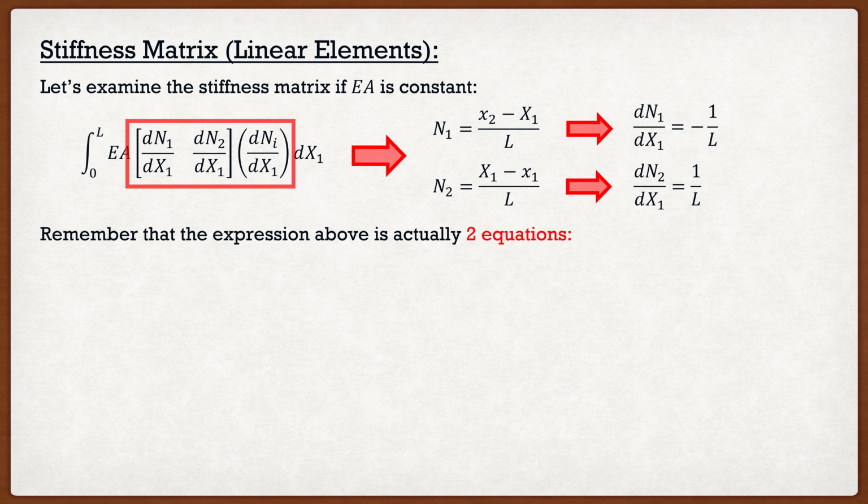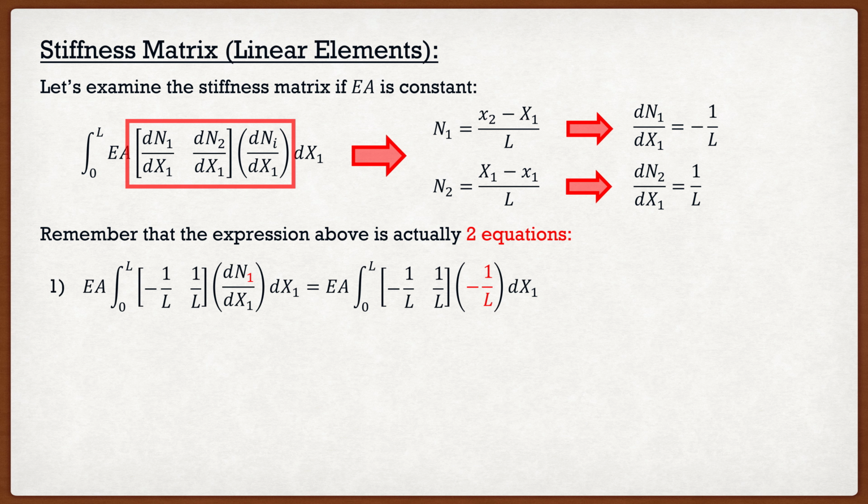Remember that this equation above is actually two equations, which sounds kind of funny, but now we'll see why. For our first equation, we substitute our first shape function. When I have that dNi with respect to x term, Ni in this case is equal to N1, and we know that the derivative of N1 with respect to x is simply negative 1 over L. That's why I have it in there. Now this is going to be equal to EA divided by L, and then the vector 1, negative 1.